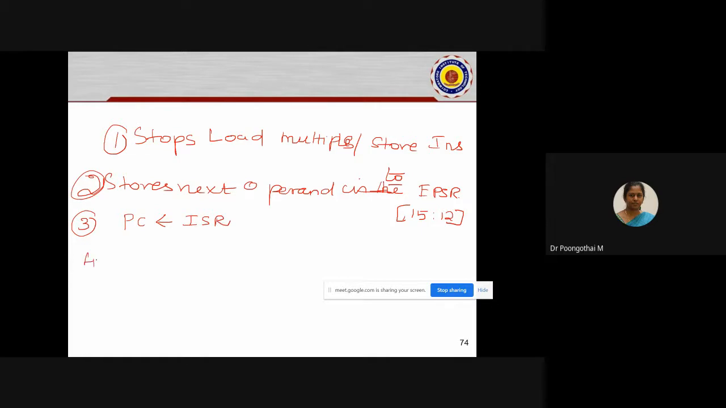Fourth step: after servicing the interrupt, the processor returns to the register pointed to by bits 12 to 15. So the return address will be held by these bits 12 to 15. And fifth step: it resumes execution of the load or store multiple instructions.